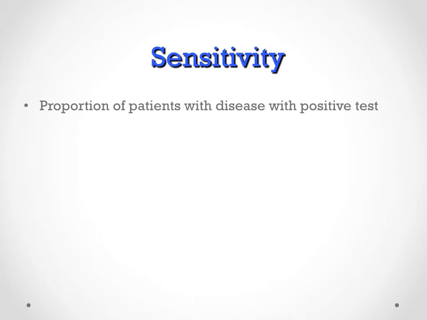A better example of a sensitive test is troponin, which will always rise in the context of myocardial infarction because it is so sensitive, and as a result it's been included in the definition of MI. So a negative troponin rules out the diagnosis of myocardial infarction. Herein lies the value of sensitivity. A sensitive test helps you to rule the disease out. So SN for sensitivity, out, SnOut.